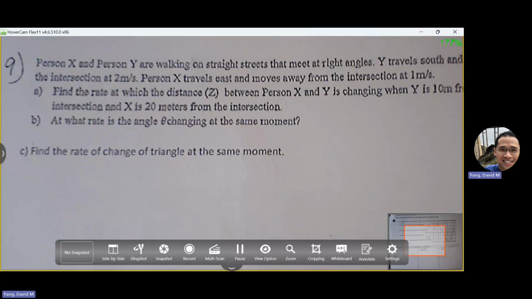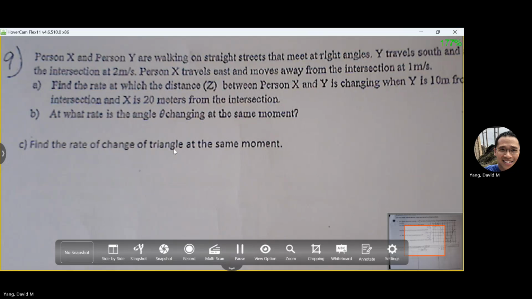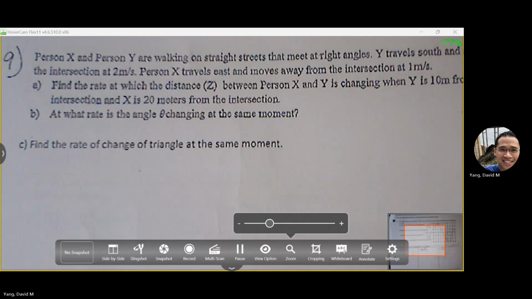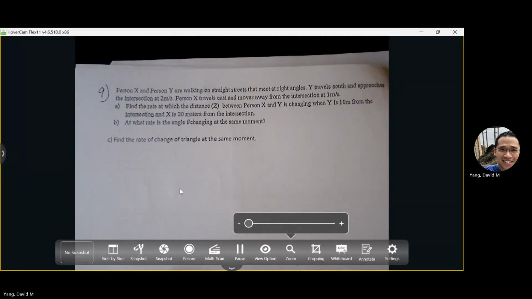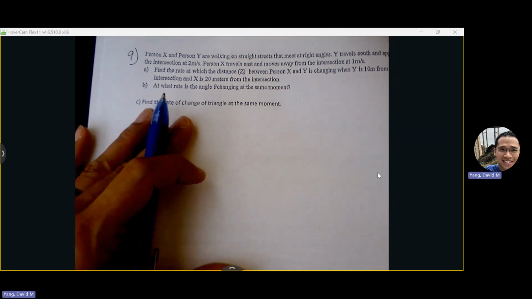Okay, let's go to the next one. This is a Pythagorean theorem problem. Okay, so here's our diagram.